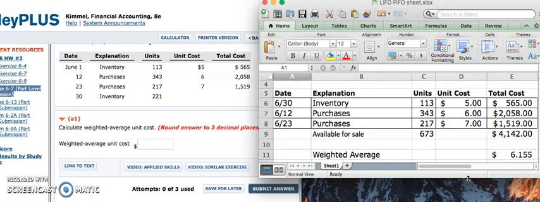$6.15 each. Now, one thing you have to be careful about: you might think you can just get the average by looking at the prices, but because the quantities aren't all the same, that doesn't work. You can't go 5 plus 6 is 11 plus 7 is 18 divided by 3 is $6. It doesn't work because it's not weighted. So let's take our 6.155 and plug that into mine.